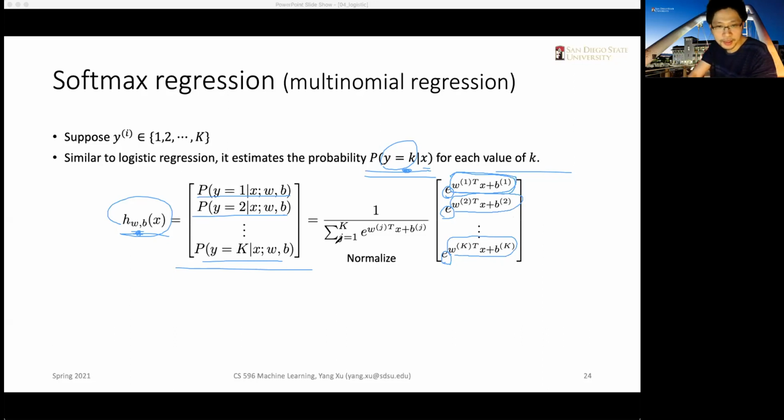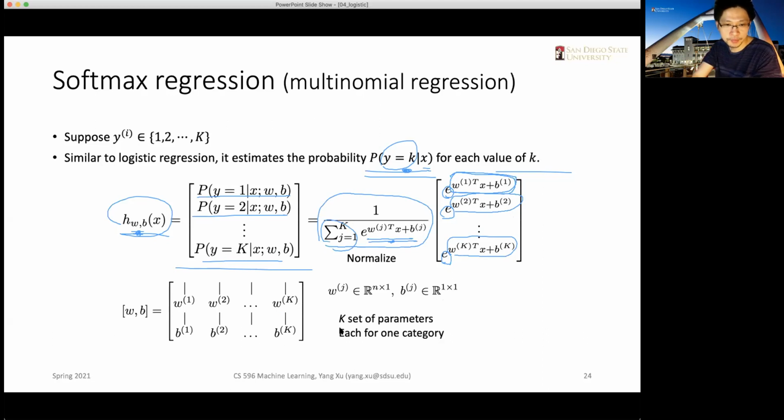So, the outputs here are normalized by the summation of all these e to the power of something. Because we want to normalize the items so that they sum up to 1, so that they are properly defined as a probability.